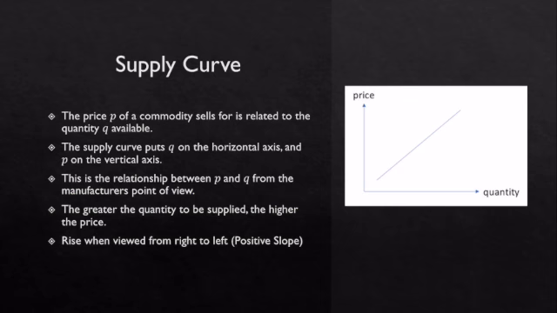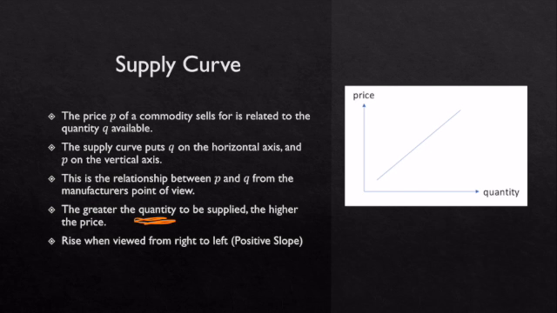So when I have a graph, I'm going to put quantity on my horizontal x-axis and price on my vertical y-axis, right? And so a supply curve is the relationship between P and Q from a manufacturer's point of view, right? I'm the one who's making the product. That's what I mean by commodity, right? It could be baseballs, it could be erasers, it could be paper clips. I don't know. I'm not very creative today. But as the manufacturer, the greater the quantity I have to supply, the higher the price to me, right? The higher the cost to me. So a supply curve is always going to have a positive slope, okay? So that's our supply curve.